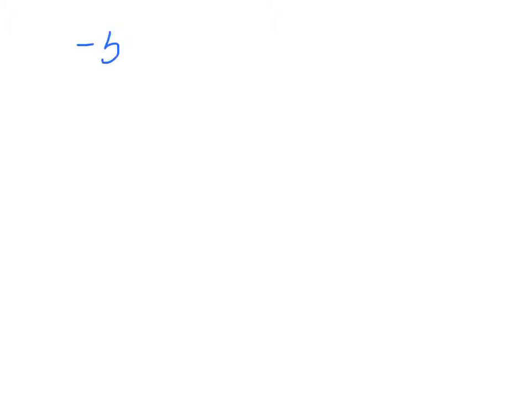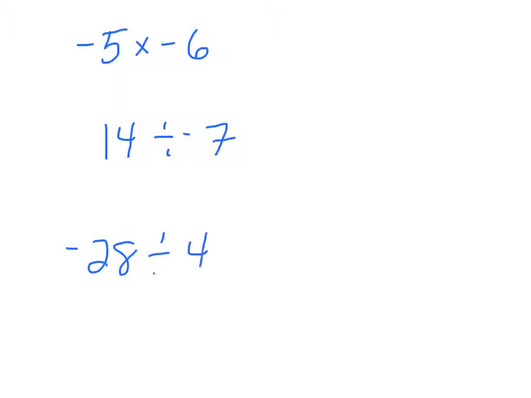Let's try this. -5 times -6. We'll try 14 divided by -7. Let's do -28 divided by +4. And then let's do -15 divided by 3. All right. So the first problem, -5 times a -6. We see that they have the same sign, so already we know our answer is going to be positive. Then just think about what 5 times 6 is, and that's 30. Do you have to put that plus sign? Absolutely not. Matter of fact, most people don't.